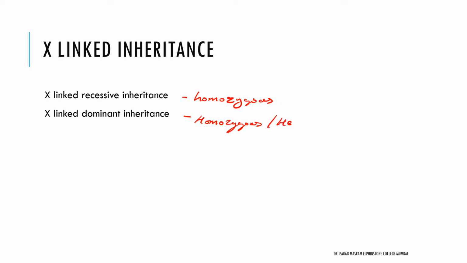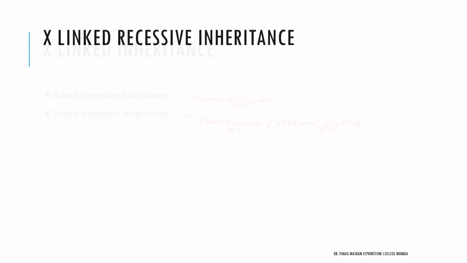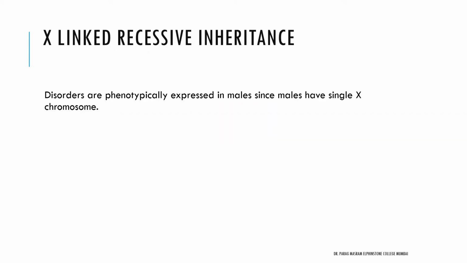but it can also express itself in heterozygous condition. So most of the time, X-linked dominant inherited characters are clearly visible in case of X-linked dominant inheritance, because they will express themselves either in homozygous or heterozygous condition. So let's see in detail what is X-linked recessive inheritance. When we say X-linked recessive inheritance, these are disorders which are phenotypically expressed in males, since males have only a single X chromosome.